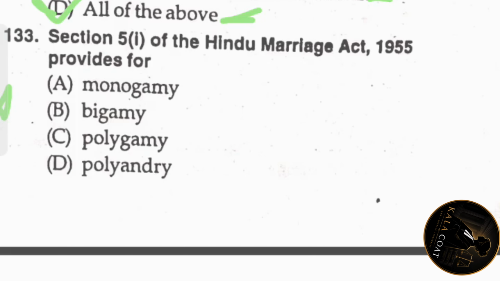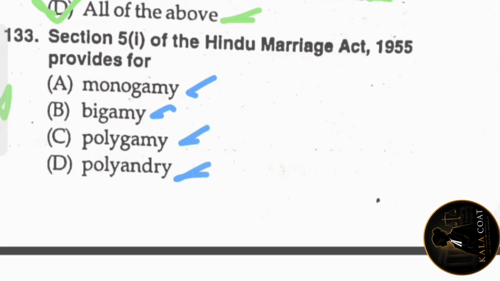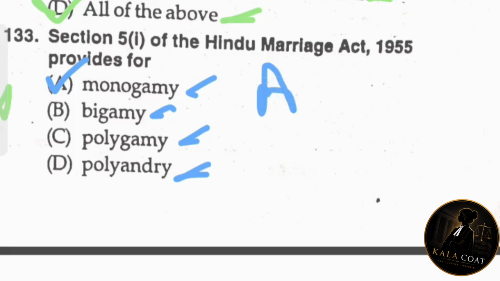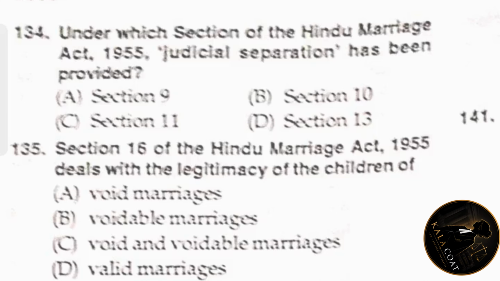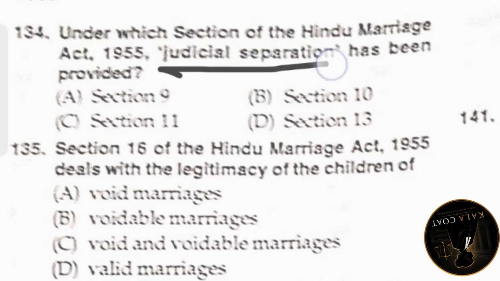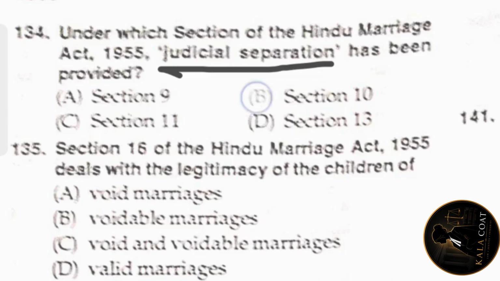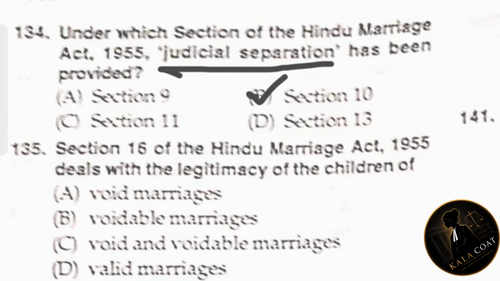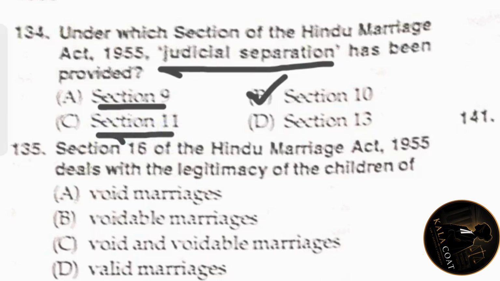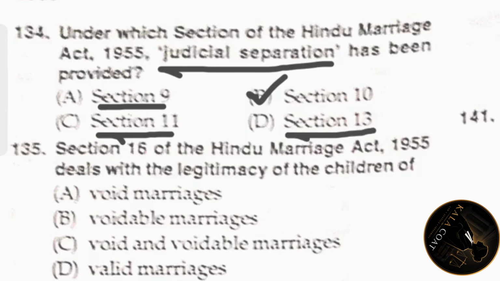Question number 133. Section 5, subsection 1 of the Hindu Marriage Act 1955 provides for monogamy, bigamy, polygamy or polyandry. Correct answer is monogamy. Option A is the right answer because it prohibits bigamy. Question number 134. Under which section of the Hindu Marriage Act has judicial separation been provided? Options are section 9, 10, 11 or 13. Correct answer is section 10. Option B is the right answer. Section 9 deals with restitution of conjugal rights, section 11 talks about void marriages and section 13 talks about divorce.